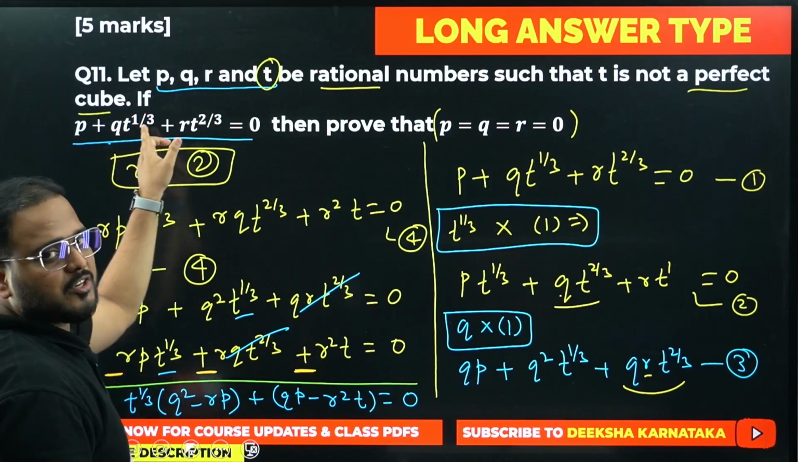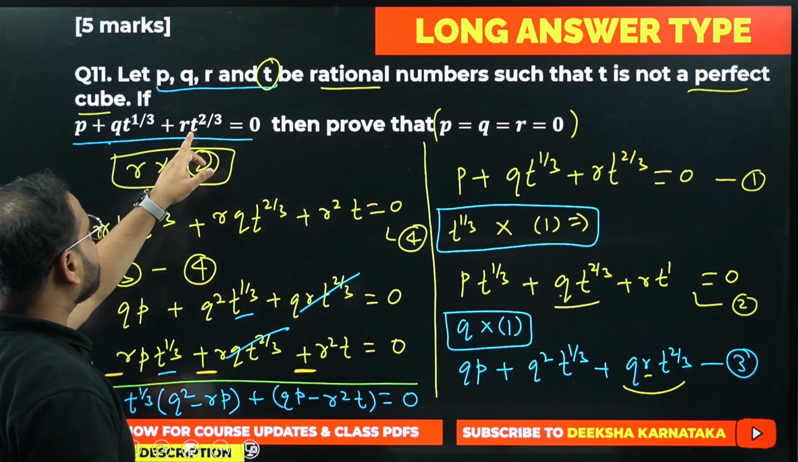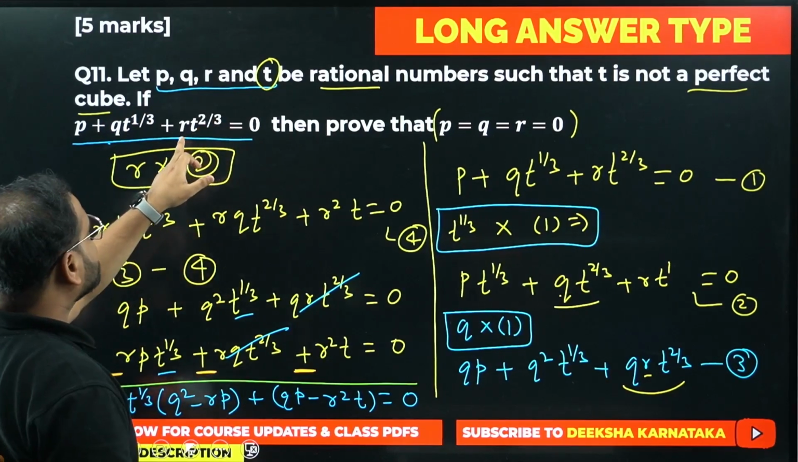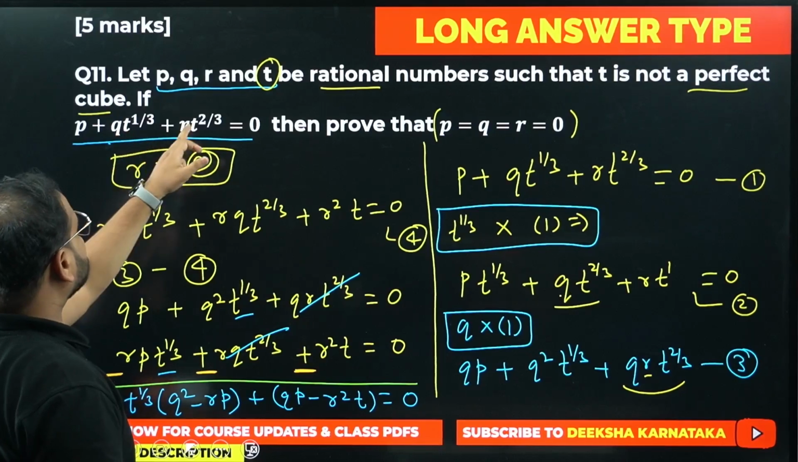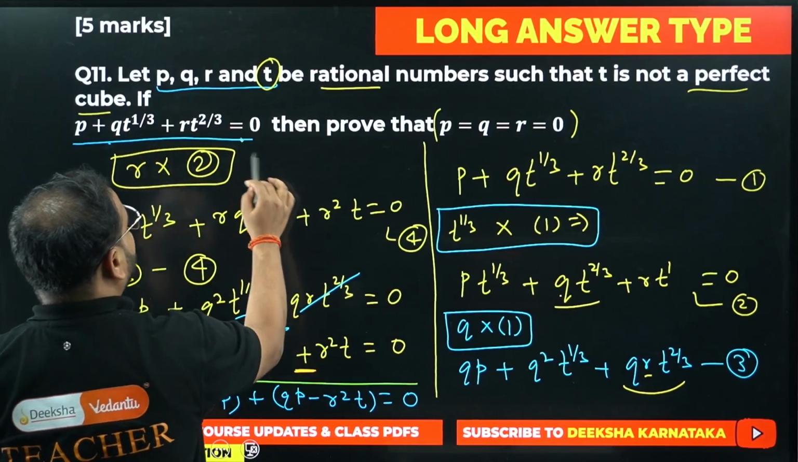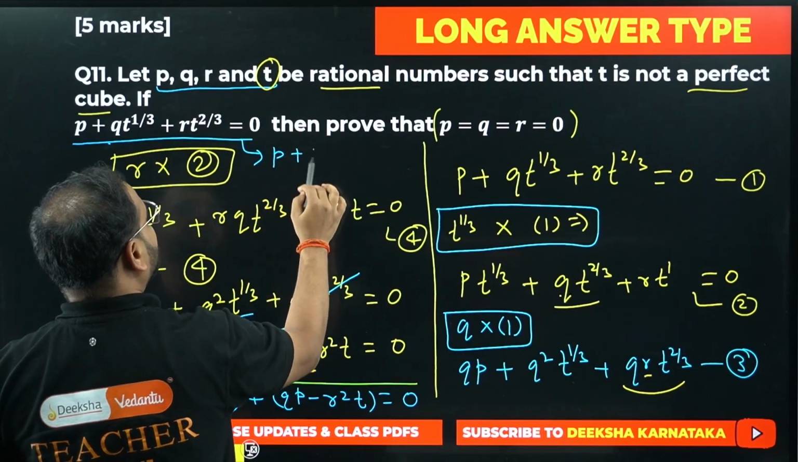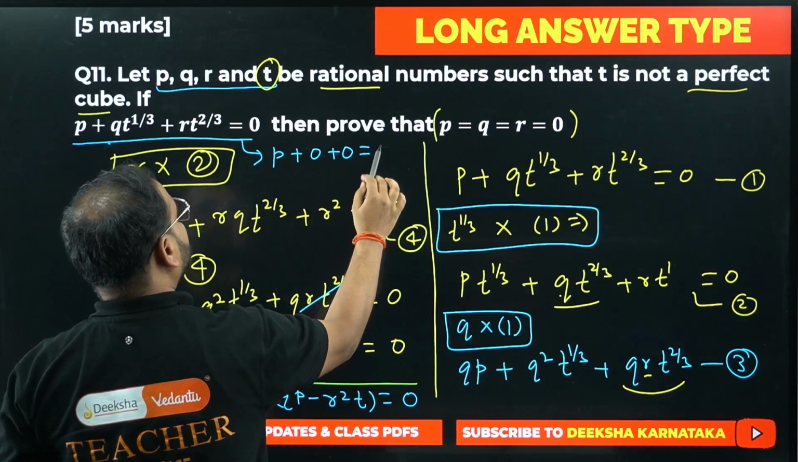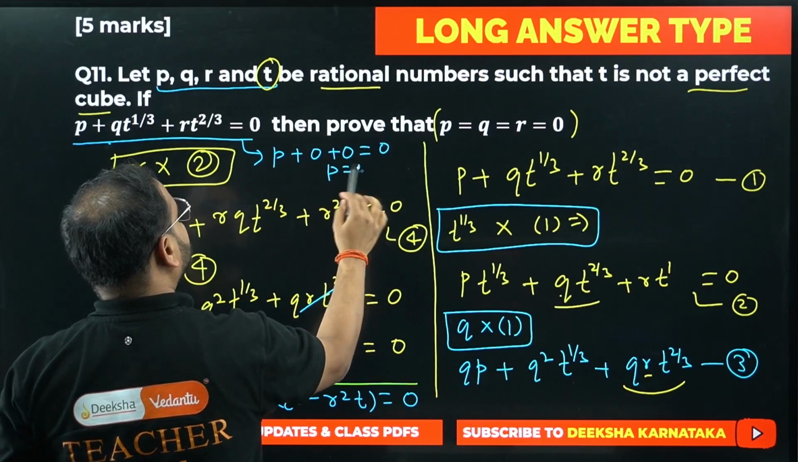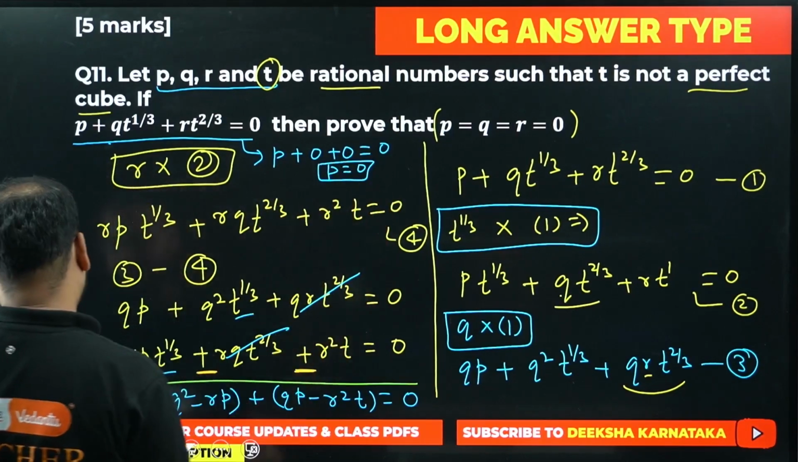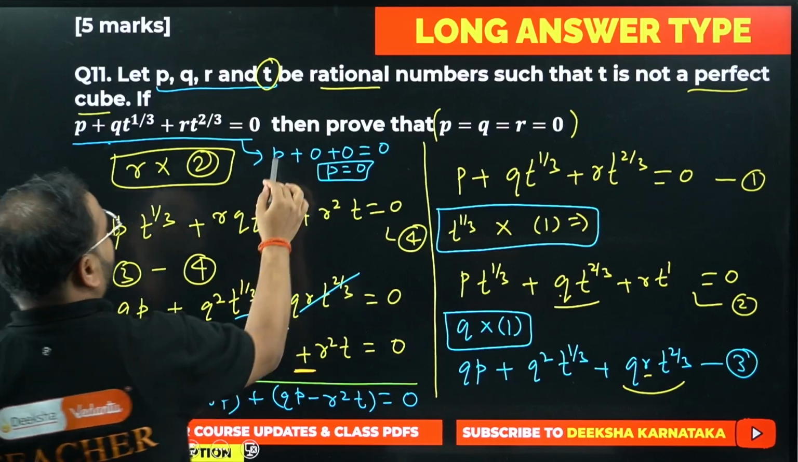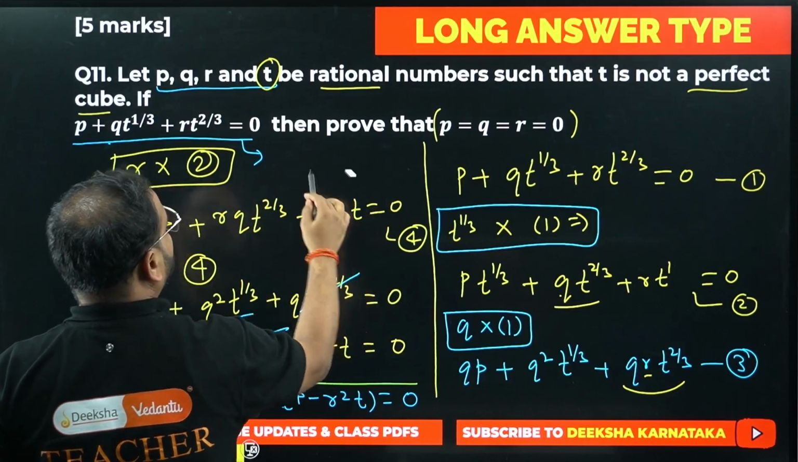Because t power 1 by 3 is not 0. It's an irrational number. t power 2 by 3 is also an irrational number. So r is also 0. So this is 0 plus 0 equal to 0. So basically what I'm trying to say is p plus 0 equal to 0. It means p is also equal to 0. I'll write it in the next step. Don't worry, I'll not write it over here, but I just wanted to show you.